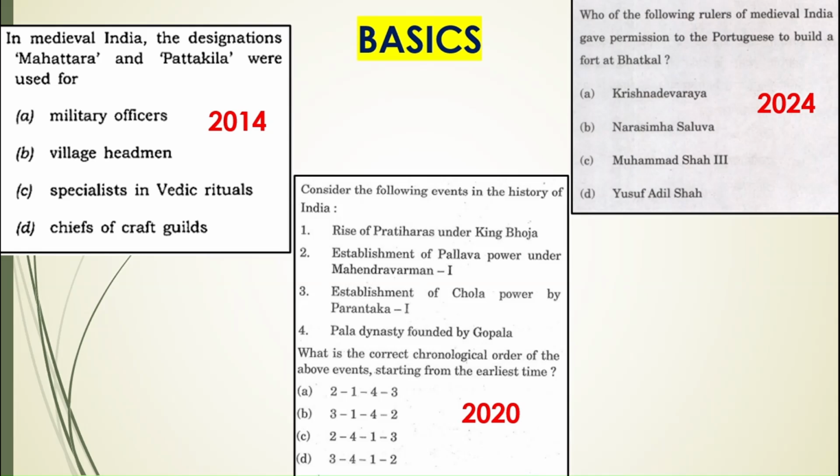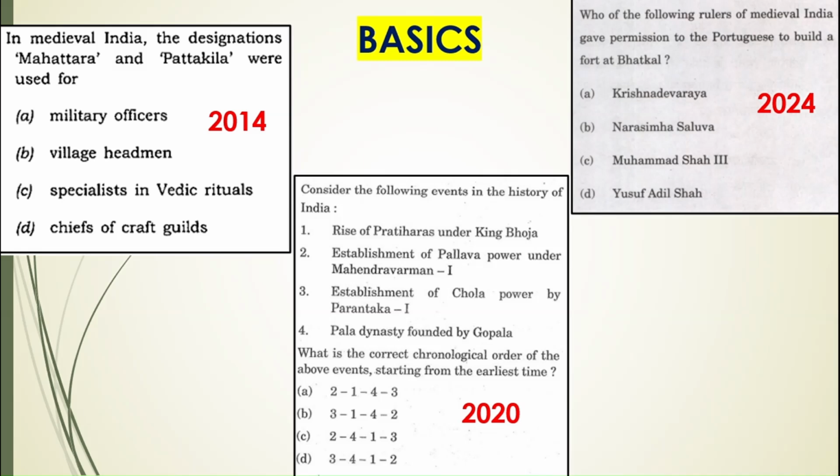Yes, so again, very basic questions are also asked in medieval India, which are directly picked from our standard sources. So you can see this 2014 question, Mahattara and Pattakila were used for what, right? So it's a very simple question. And then the 2020 question, it's the chronology of the dynasties that they have asked.